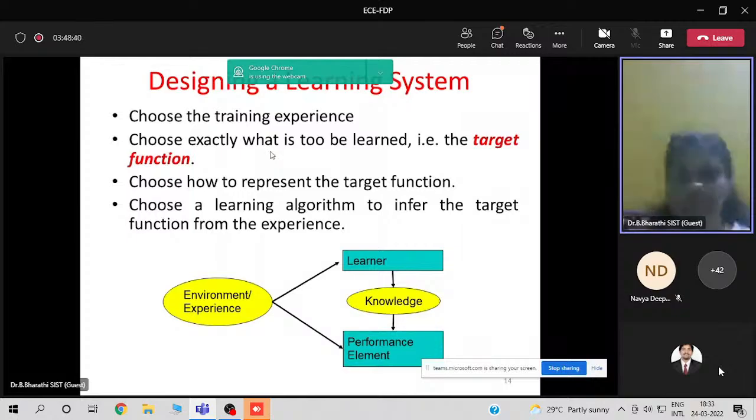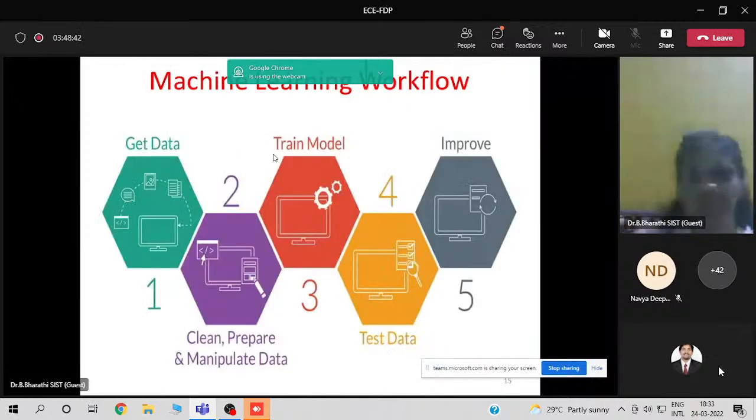Every learning system's important components are these. Any machine learning algorithm follows this workflow. You collect a lot of data about the current domain. When you collect all this data, you do your cleaning, preparing, and manipulating. This we call the ETL process: extract, transform, and load.